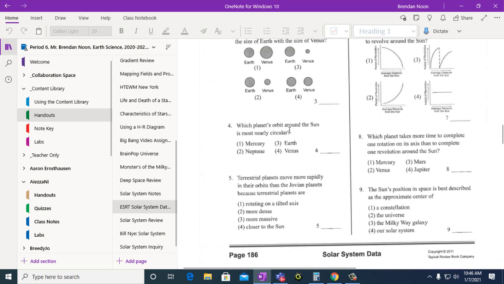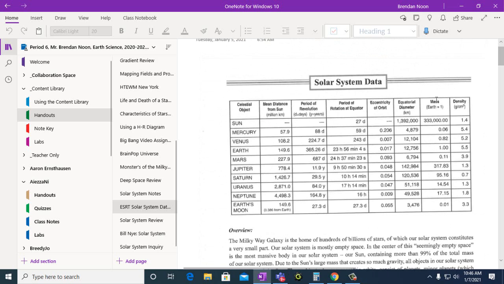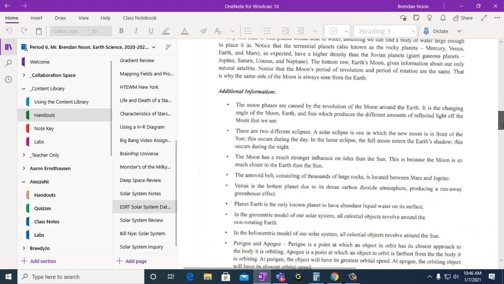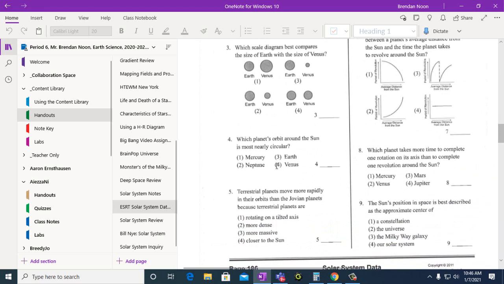Which planet's orbit around the sun is most nearly circular? Well, we had this in our notes also. What we have here is the eccentricity of the orbits, to see which one is mostly circular. Venus would be the correct answer for that. Mercury is the most elliptical. So out of these answers, Venus is the correct answer, being most nearly circular.